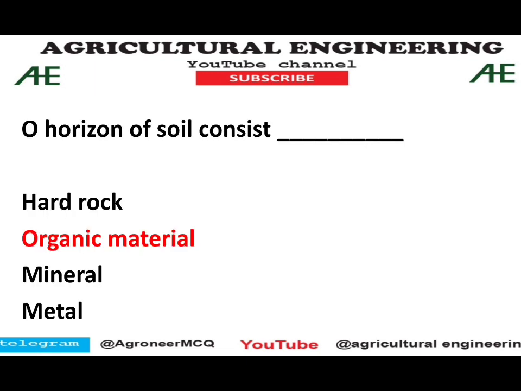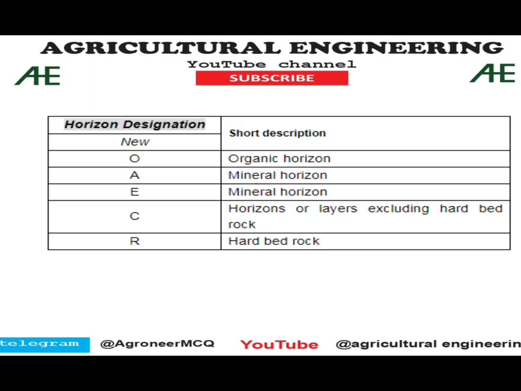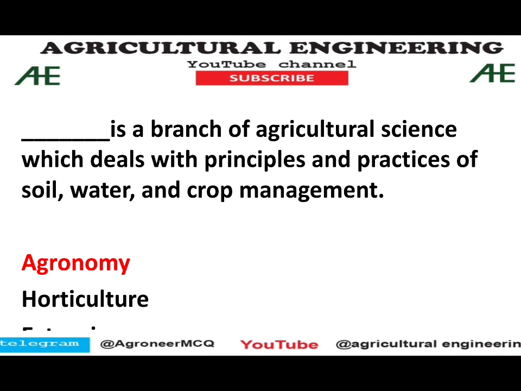The O horizon of soil consists of organic material. So horizon designation O is denoted for the organic horizon, A is for the mineral horizon, E is for the mineral horizon, B and C horizons or layers exclude hard bedrocks, and R is for hard bedrock. Agronomy is a branch of agricultural science which deals with the principles and practices of soil, water, and crop management.